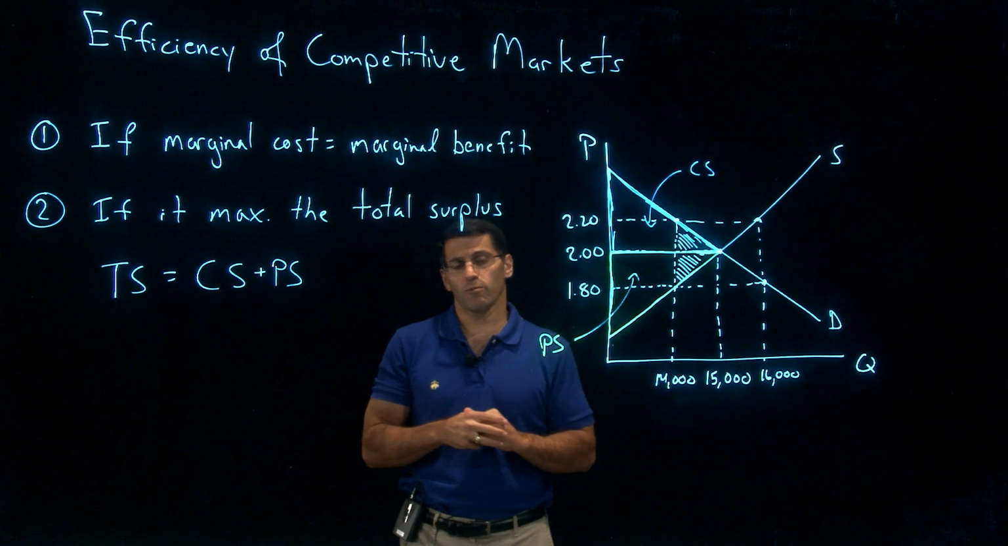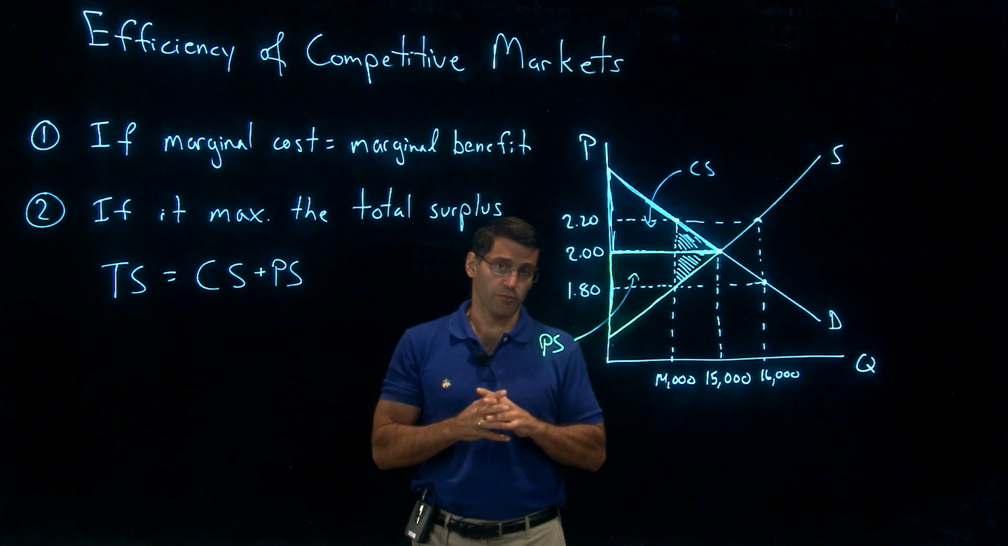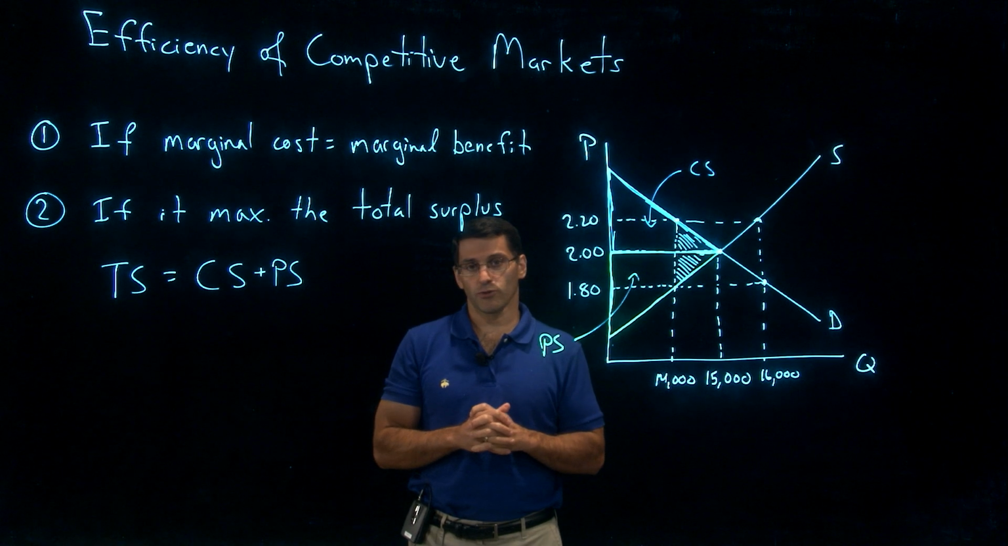Next, we're going to take a look at what happens with different kinds of government interventions, starting with price floors and price ceilings.